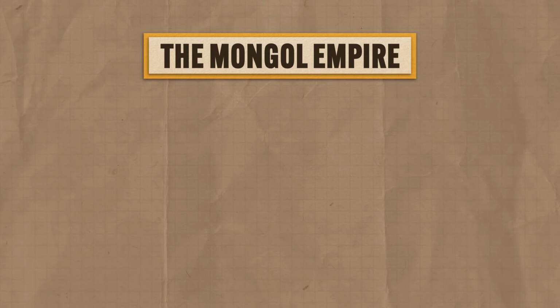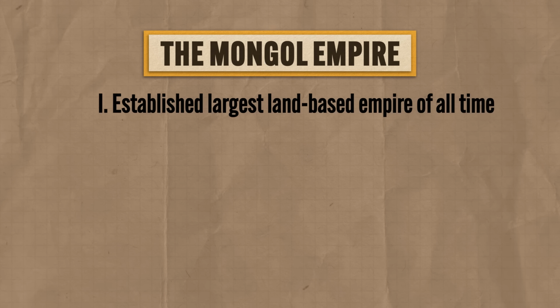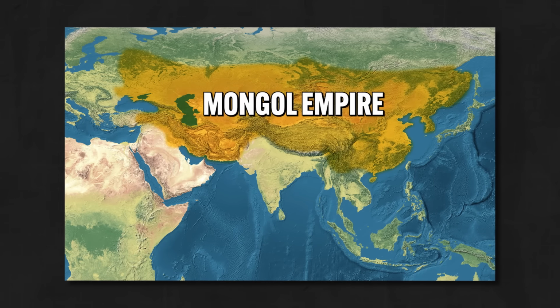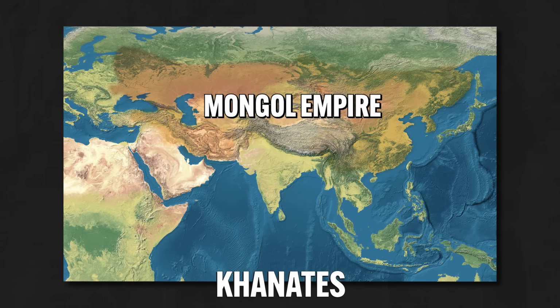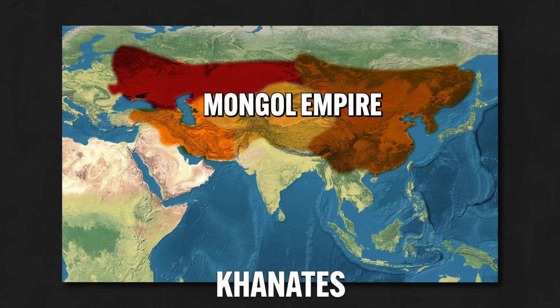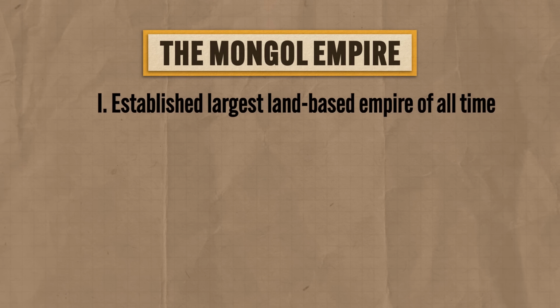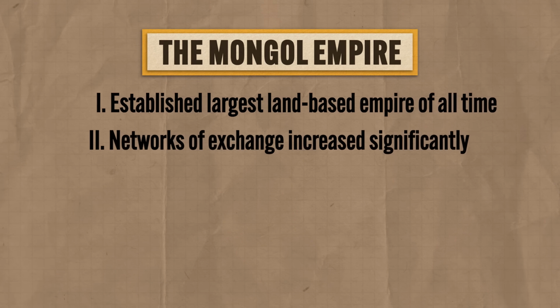First, as they established the largest land-based empire of all time, it replaced powerful empires across Eurasia. The Song dynasty fell to the Mongols, the Abbasid Empire in the Middle East fell to the Mongols, and by the second half of the 14th century, Mongols ruled this entire area through 4 khanates, which is the term that describes states ruled by the Khan. And the second thing you need to know is that under Mongol rule, networks of exchange increased significantly.